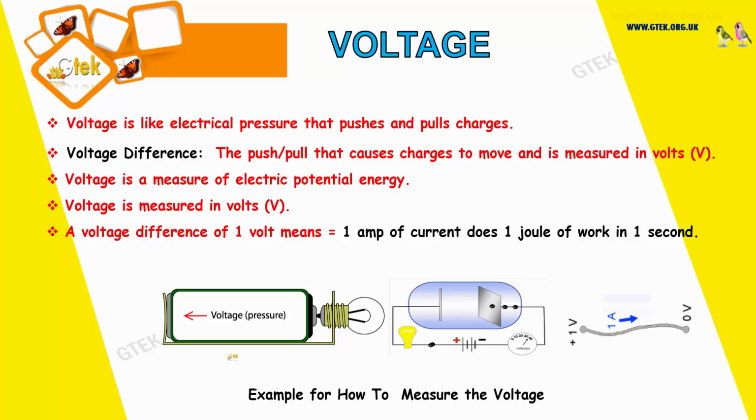You can see an example of how to measure the voltage. You can find the voltage pressure, which causes the current to flow in the electric circuit and makes the bulb glow. So this is the interior functionality of how the electric circuit works.